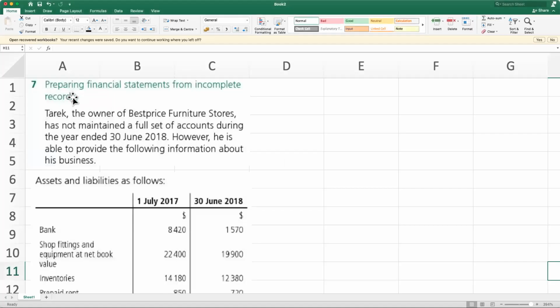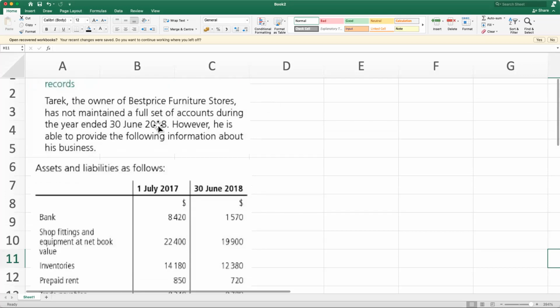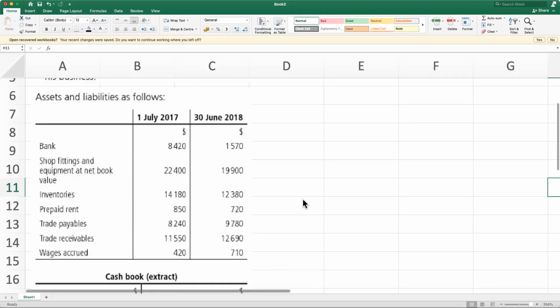So let's look at question number 7, preparing financial statements from incomplete records. Tarek, the owner of Best Price Furniture Stores, has not maintained a full set of accounts during the year ended 30 June 2018. However, he's able to provide the following information about his business. So all these are his assets and liabilities, opening and closing. You can see the first date here will be the opening, the 30 here will be the closing.